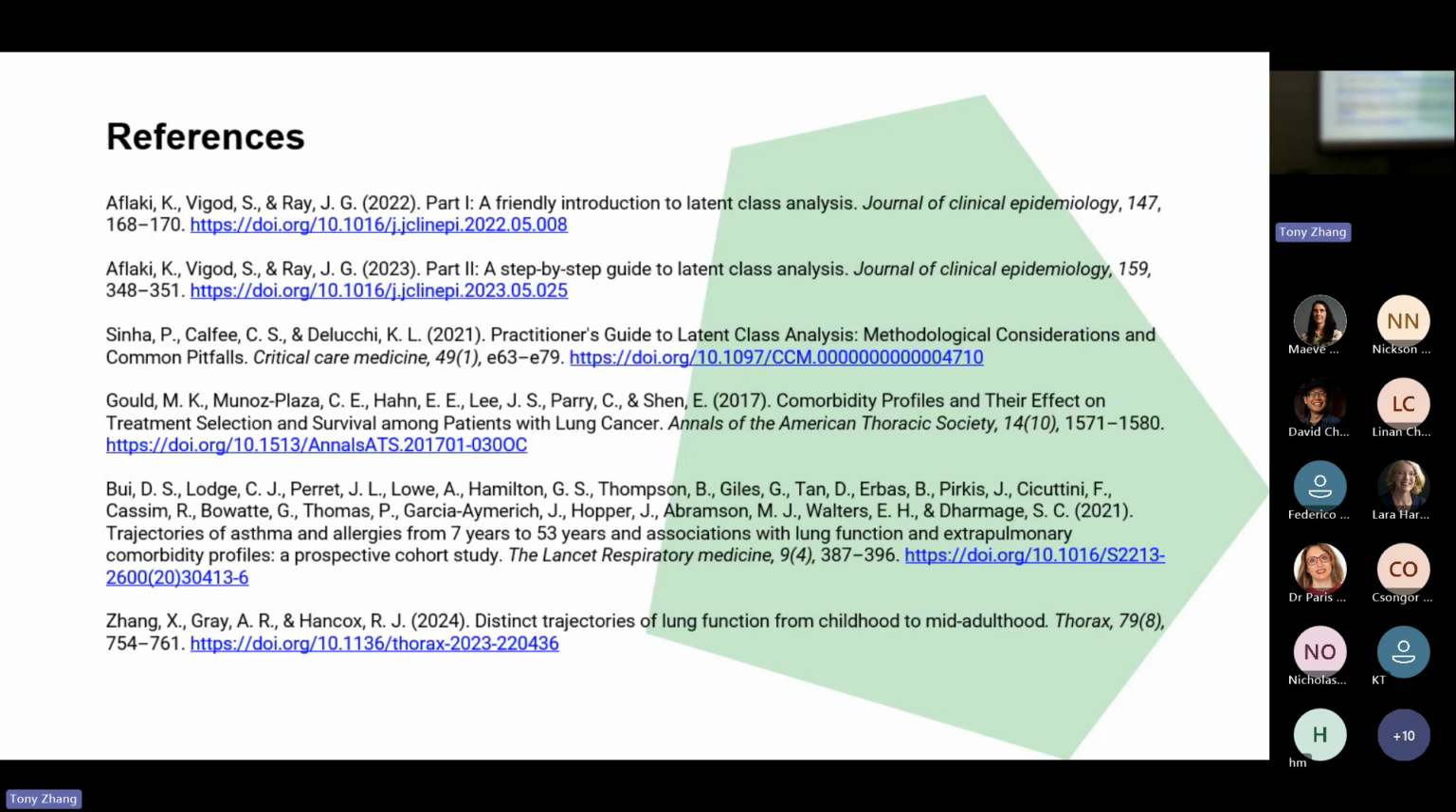This is just a list of references. You can have a read if you're interested. The top 3 are the methodology papers, the other 3 are the applications. Okay, thank you.